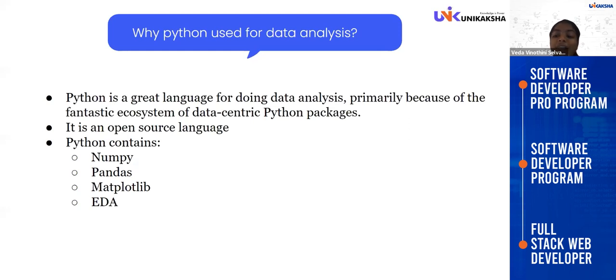Because it has a good ecosystem, a fantastic ecosystem of data-centric Python packages. What does that mean? It is open source. What is open source? It is available for free. Python is an open source language, it is available for free, you can always use it, and it has plenty of advantages. It has plenty of inbuilt libraries.